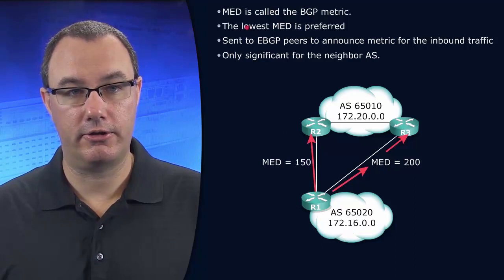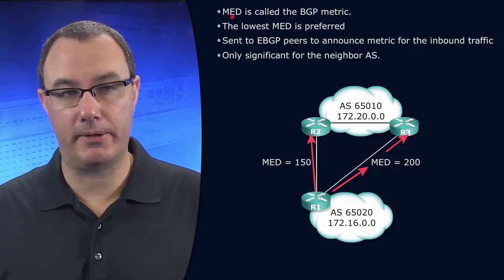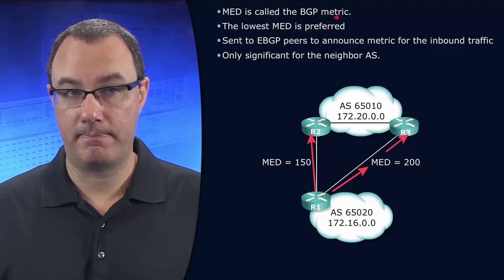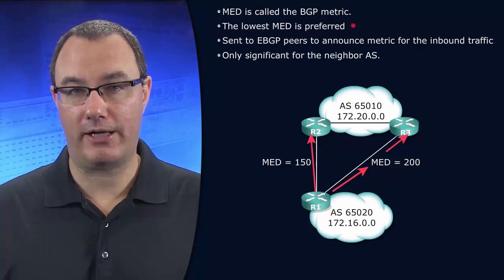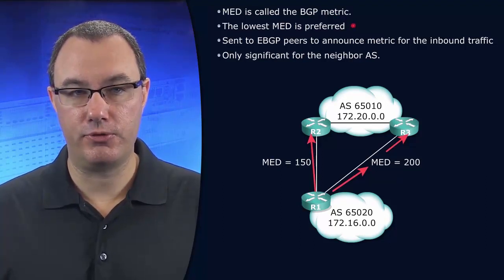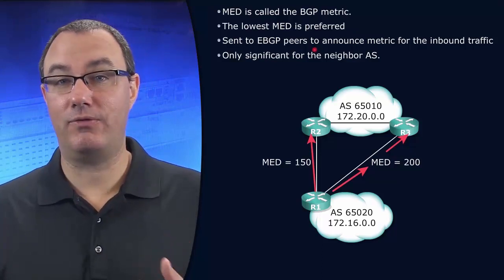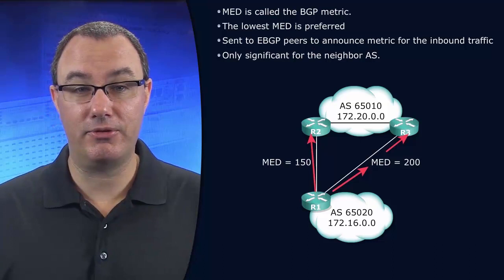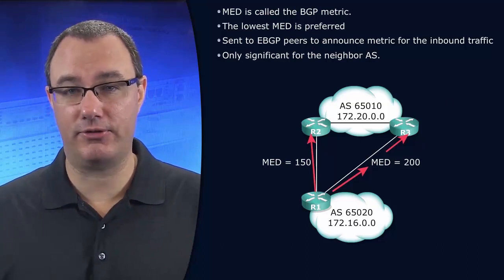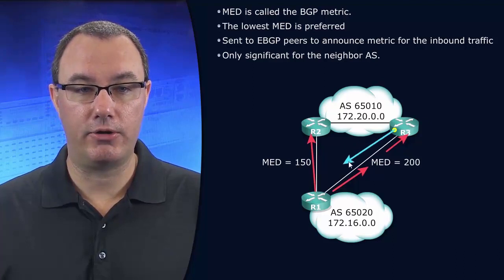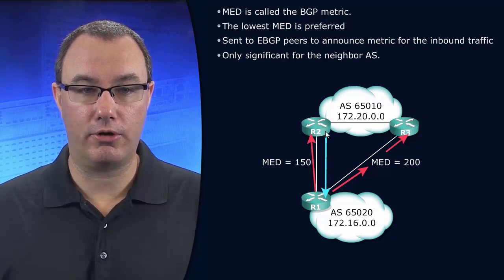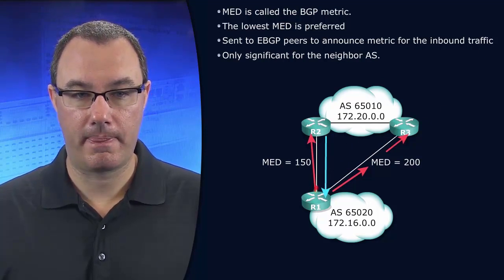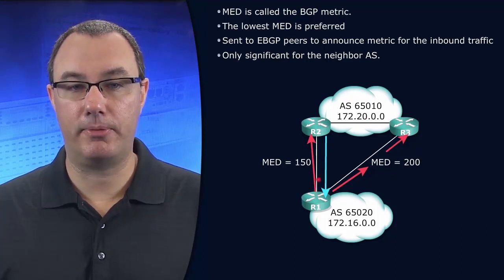Also called the metric. So the full name is multi-exit discriminator. The old name is metric. Because this is a metric, or behaves as if it is a metric, we prefer the lower value, because it's like a cost. So we send it to our peers, and that influences how that autonomous system comes into us. They can override this with something like weight if they wanted to. But now the traffic inbound is not going to go that way. It's going to go through R2 to R1. That autonomous system is going to use the higher speed link as opposed to the slower speed link.